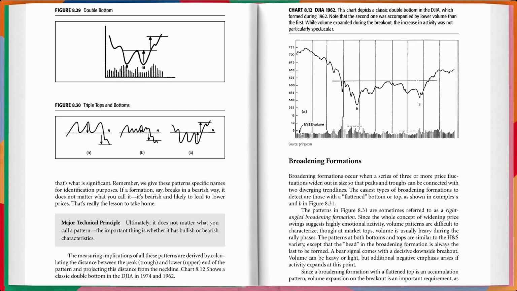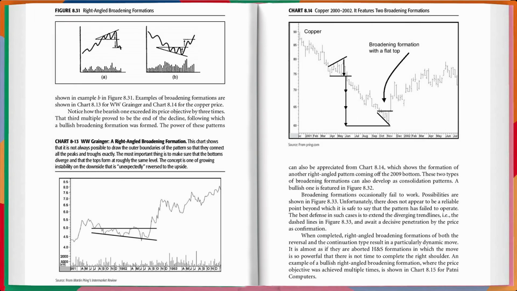A bear signal comes with a decisive downside breakout. Volume can be heavy or light, but additional negative emphasis arises if activity expands at this point. Since a broadening formation with a flattened top is an accumulation pattern, volume expansion on the breakout is an important requirement, as shown in Example B in Figure 8.31.